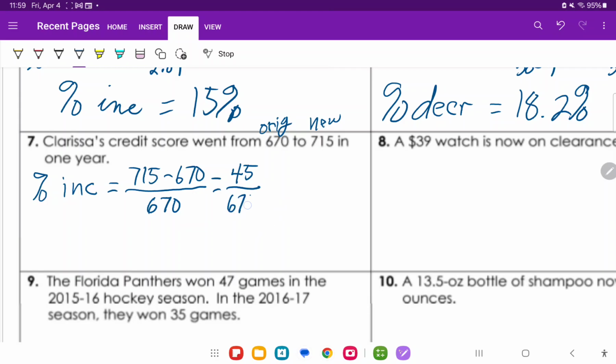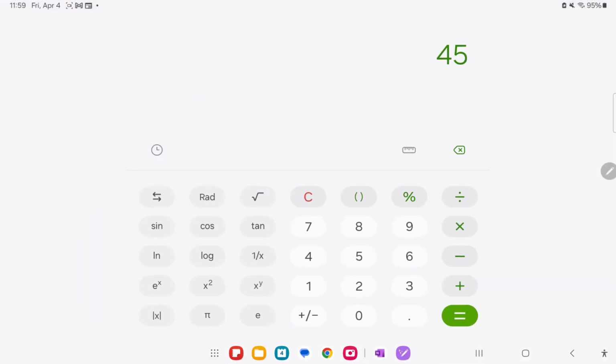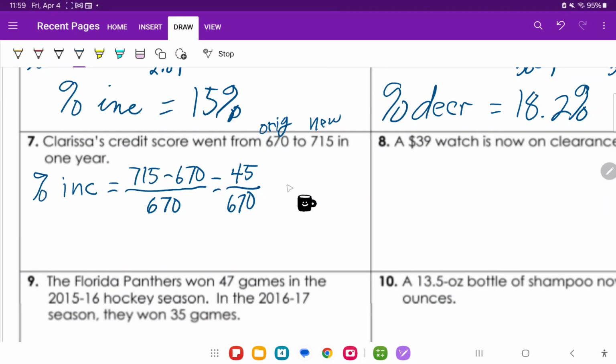Over 670. So 45 divided by 670, that is equal, right? And we're going to round it to right here, 0.067, and the 1 does not cause it to round up. So that's 0.067. Move the decimal, 1, 2. This goes right there. So that my percent of increase is 6.7%.